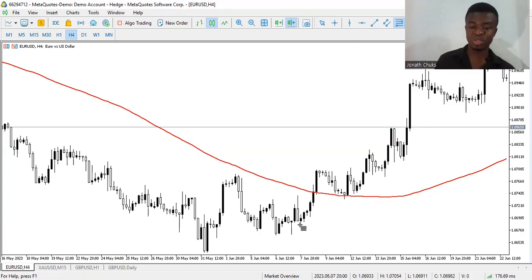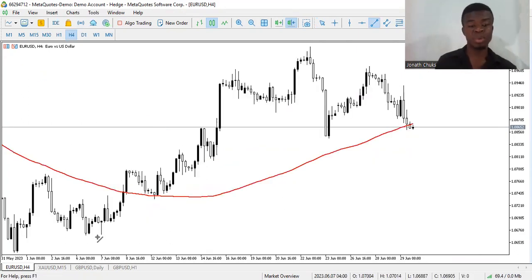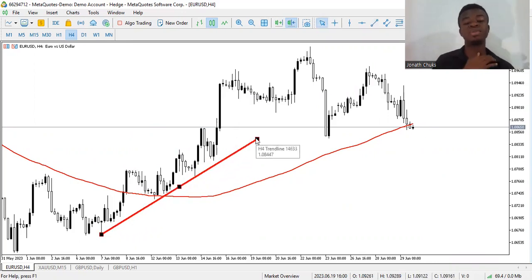Now let me draw this thing here. Okay, guys, let me now draw my trend line. If you can combine both of them, you can use both of them, it all works. So if you're using trend line, use it whenever the market is in consolidation.